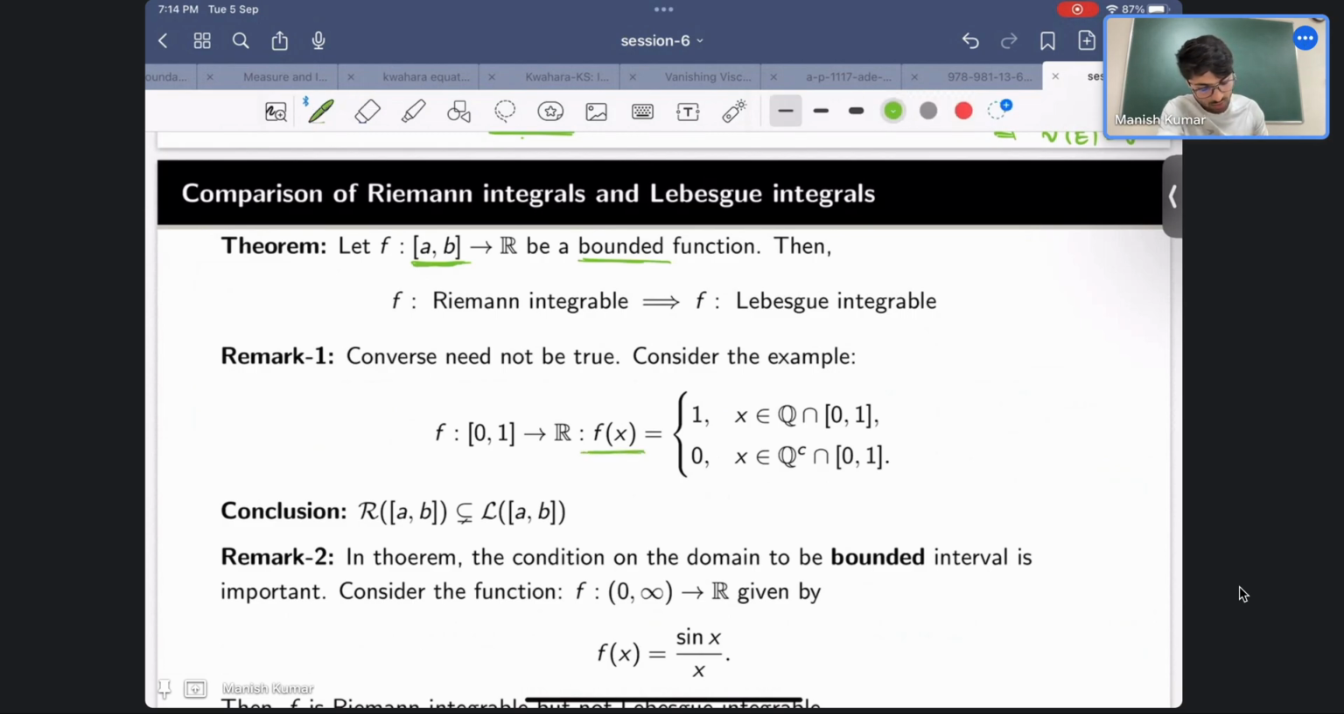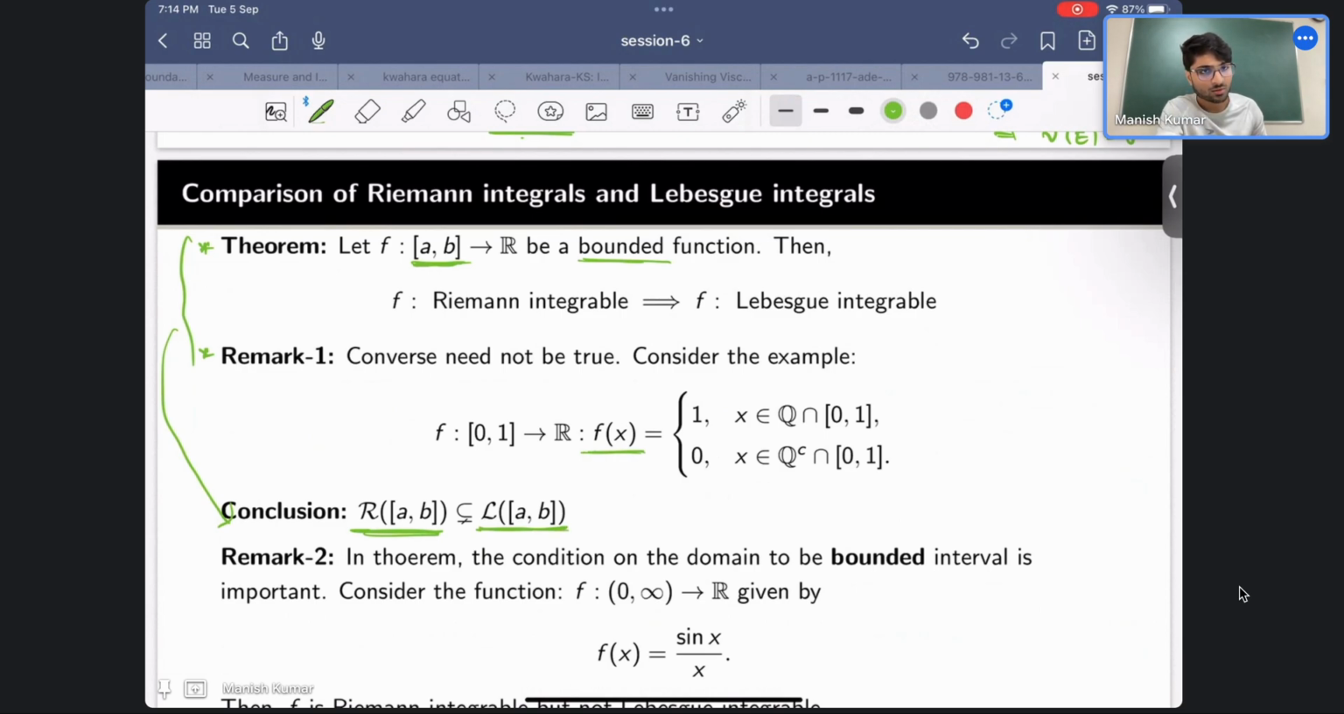So this function is not Riemann integrable, but you know that this function f is 0 almost everywhere, and so it is Lebesgue integrable, and the Lebesgue integral over 0 to 1 is equal to 0, but it is not Riemann integrable. Okay, so this theorem and this remark show that the set of Riemann integrable functions is strictly contained in the set of Lebesgue integrable functions.